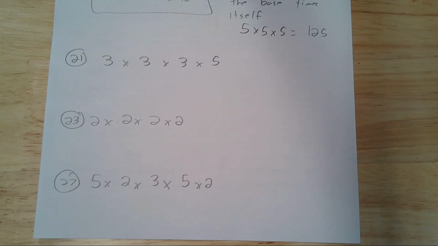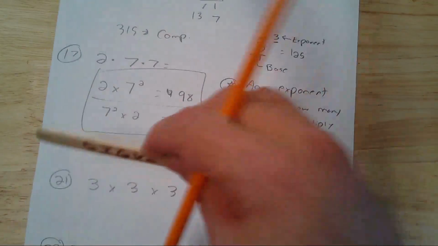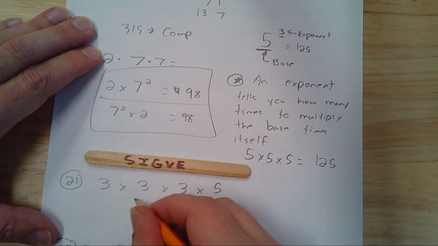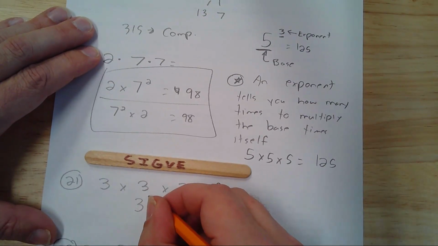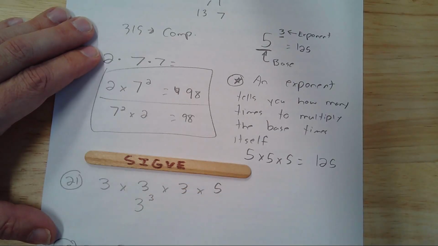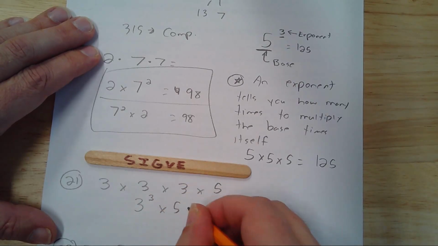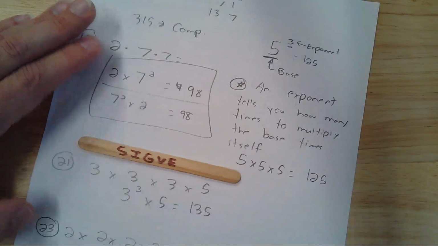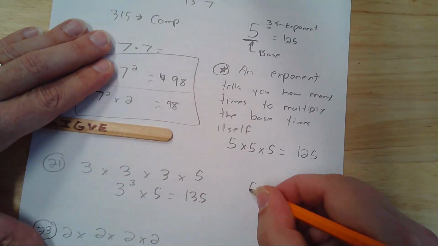21. So give me your answer in exponential form, and then you can tell me what the answer actually is. Okay, so 3 squared, 5 cubed, then 2 times 5, and it equals 135. 135. Right. So quick refresher here.